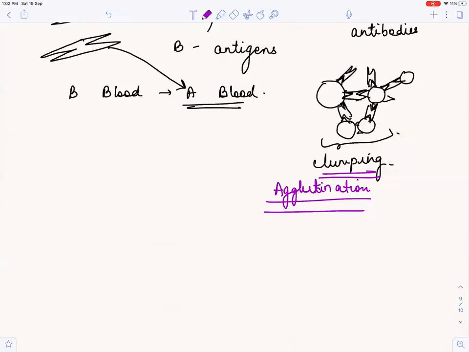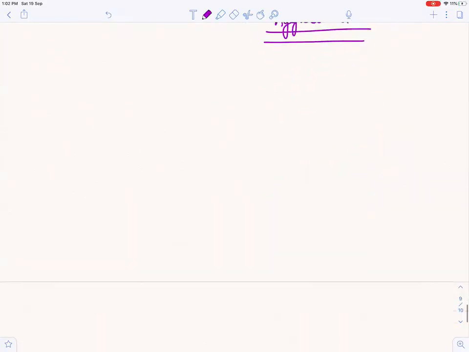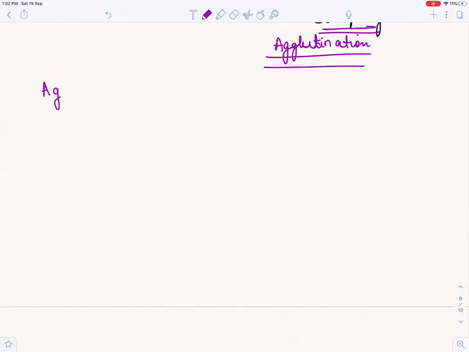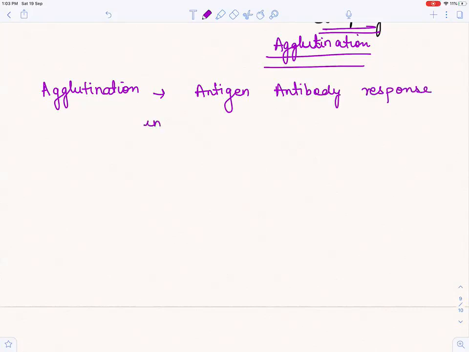So how can we define agglutination? If we want to write what is agglutination, it is an antigen antibody response in which RBCs become cross-linked or clumpy to one another.